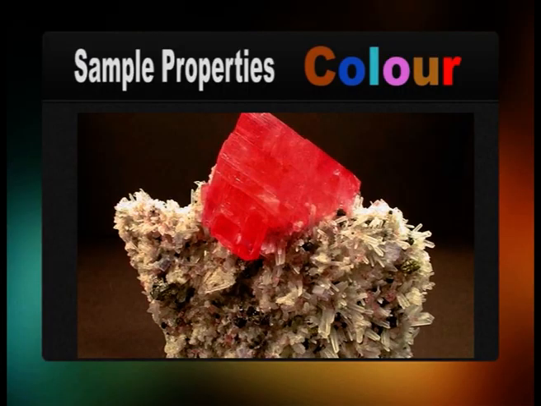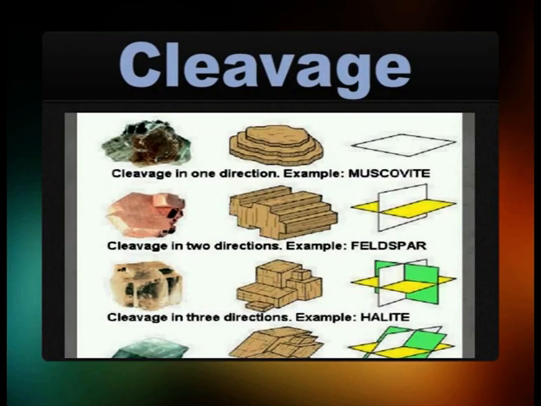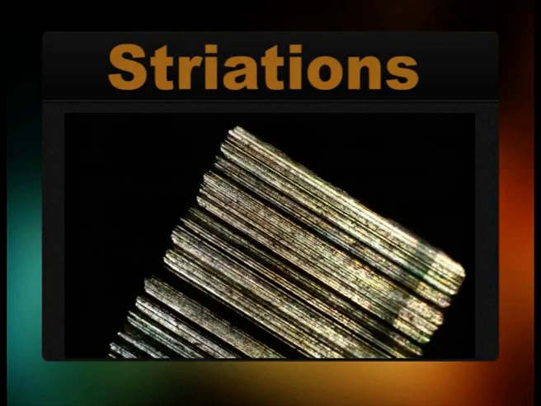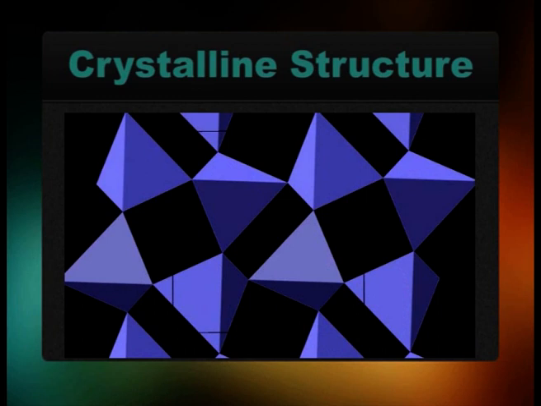Number 1 is the color, next is the streak, number 3 is hardness, next property is cleavage. Some examples are mica, cleavage in one direction; feldspar, which has cleavage in two directions; and calcite, galena and halite, cleavage in three directions. Next property is striations. Next is the crystalline structure.